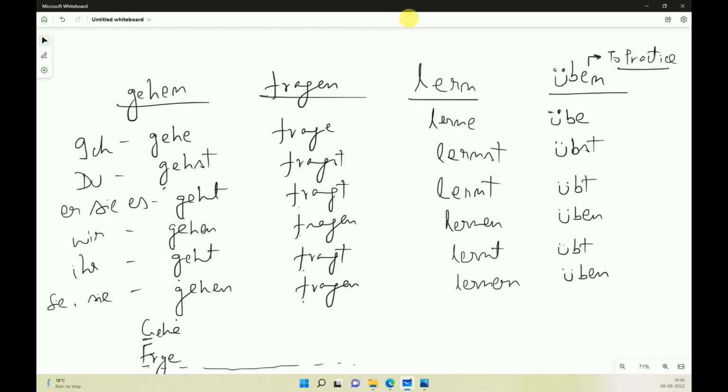Yes. Perfect. I just want to change the color of my pen. I don't know how to change. Give me a second. Yes, I found it. All right. So now there is a striking similarity because we are all talking about regelmäßige Verben.